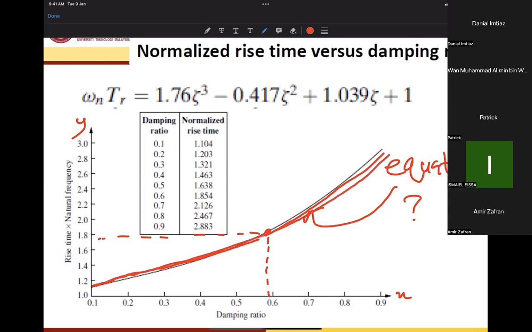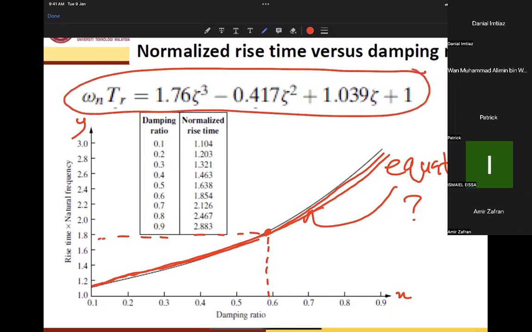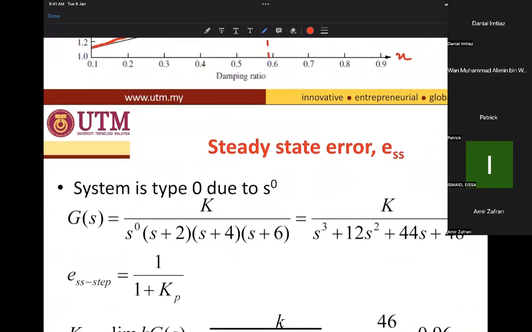Y equals 1.76x cubed minus 0.417x squared plus 1.039x plus 1. Wow, clever. This is the equation. All of you don't know, all sleeping. Omega n T_r is equal to 1.76 zeta cubed minus 0.417 zeta squared plus 1.039 zeta plus 1. Okay, guys, don't sleep.